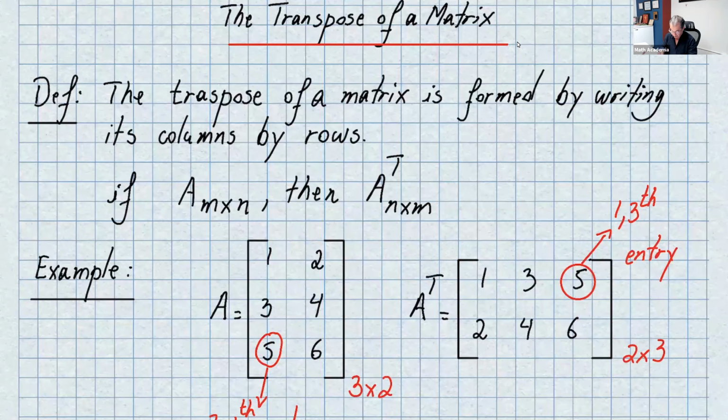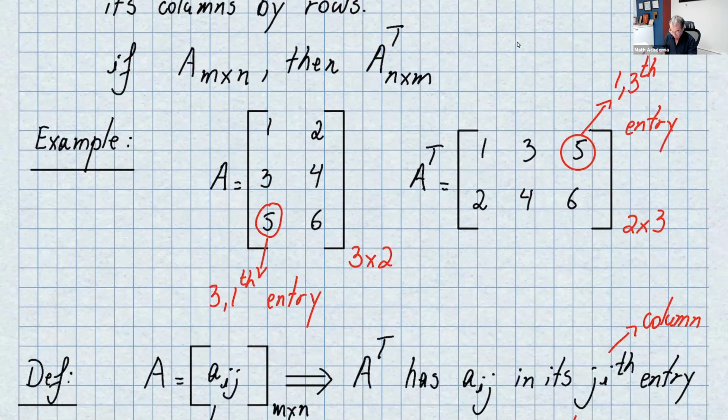A little example here: you have 1, 2, 3, 4, 5, 6, and if you write the transpose, you get 1, 2, 3, 4, 5, 6. This is the first and third entry, which becomes the third and first entry, but the number is the same. So just remember this, because in the proof we're going to see that.